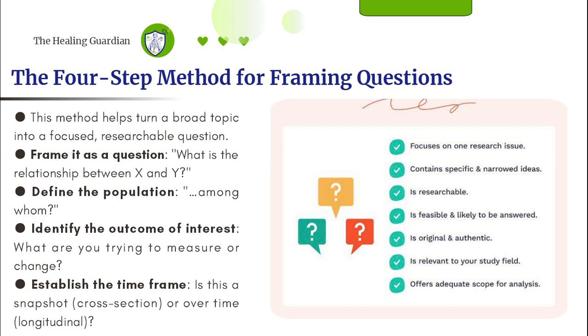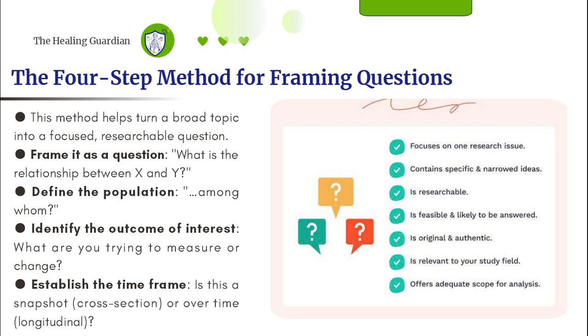Every research question, one research issue. In this one I'm looking at relationship. Don't mix relationship and association. Every research question, one research issue. They should contain specific and narrowed ideas. Instead of saying among mothers, specify which mothers. Should be researchable, should be feasible, should be original and authentic, should be relevant to your study field, and should offer an adequate scope for analysis.